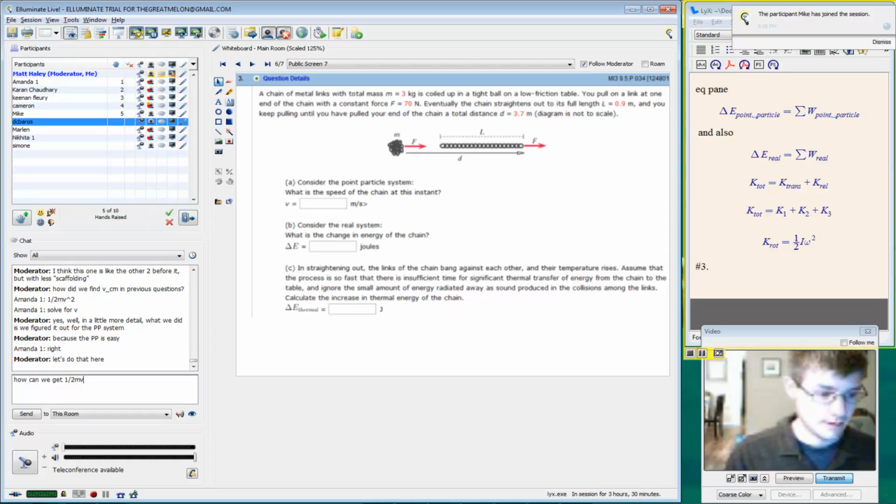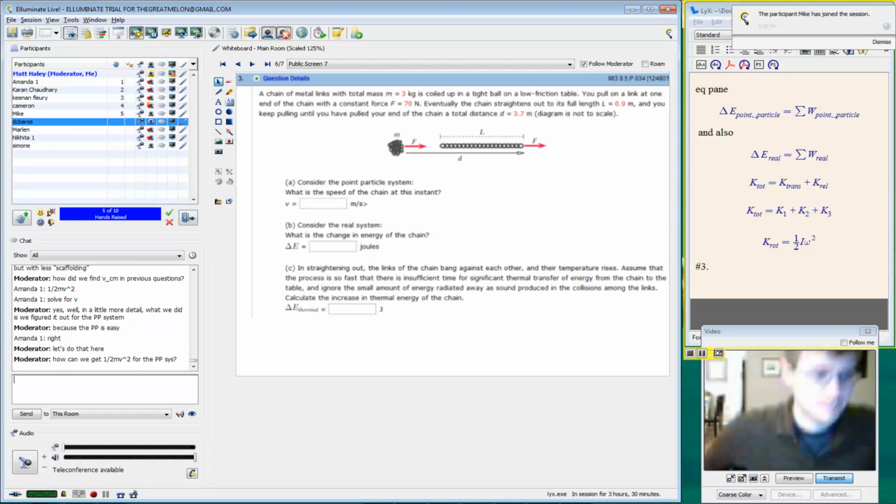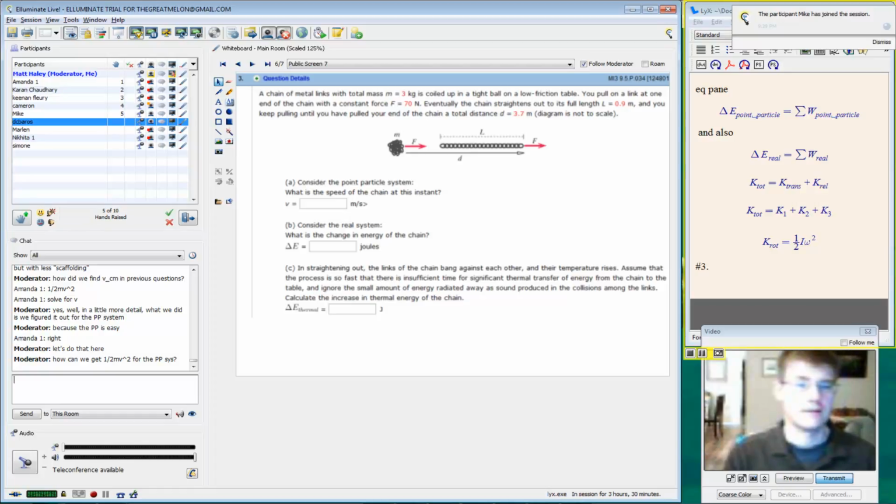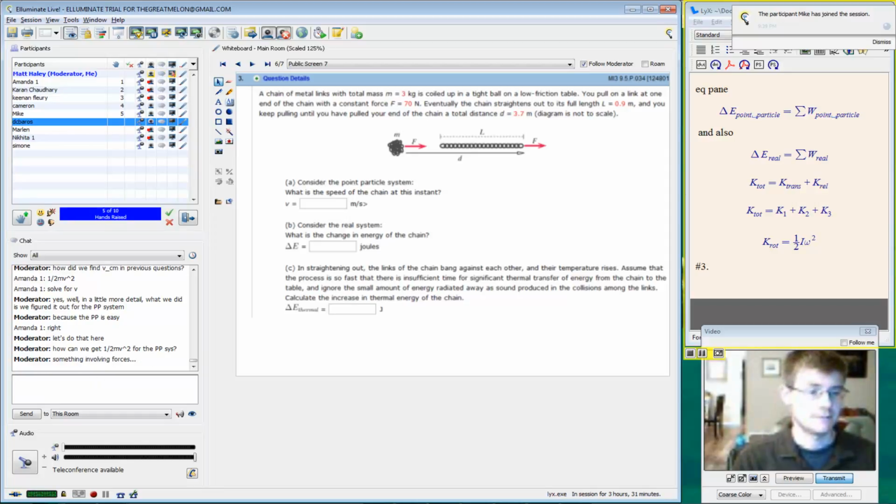Now in this problem, it doesn't explicitly tell you how far the center of mass has moved, so you need to figure that out. Notice again, I'm trying to prompt the student to add more. Giving some hints.